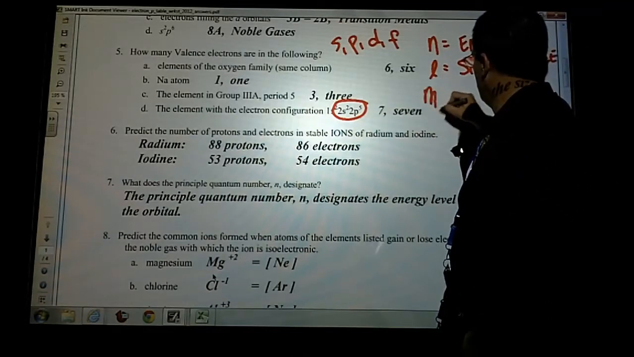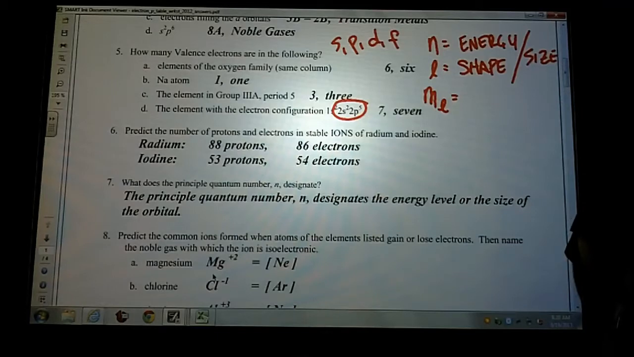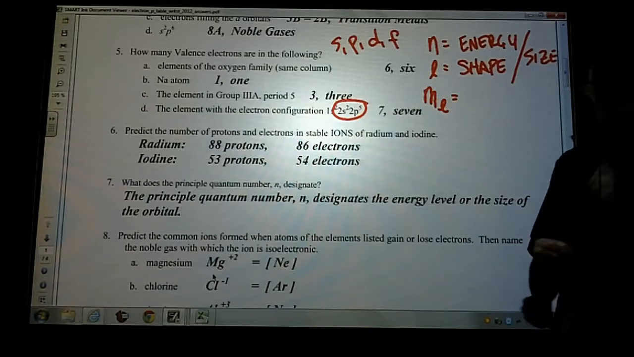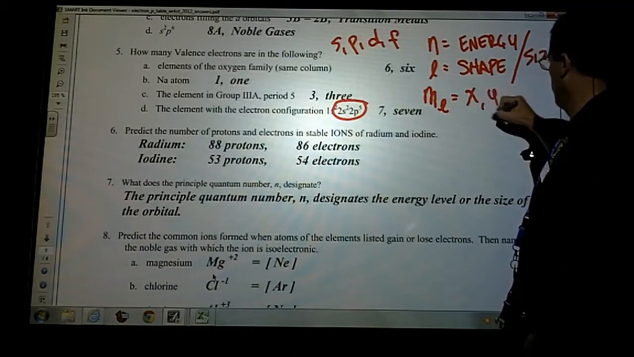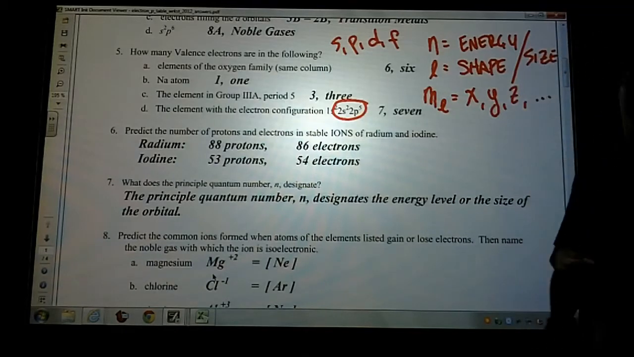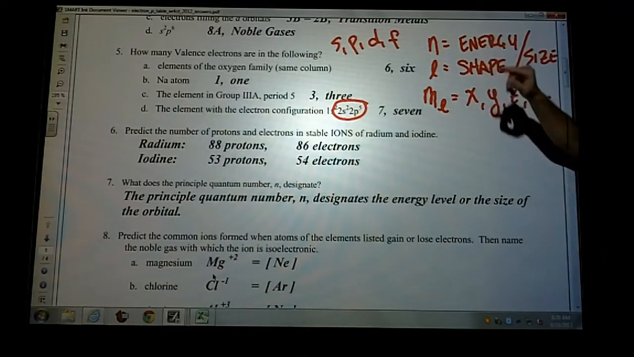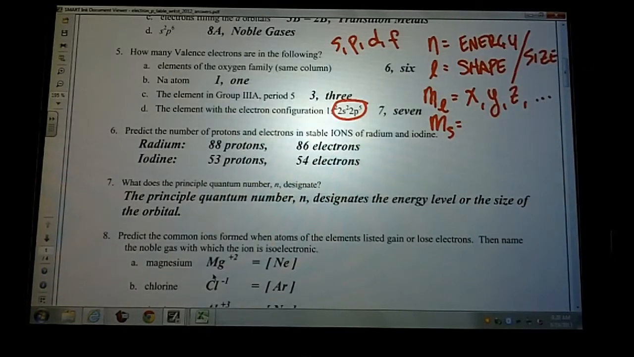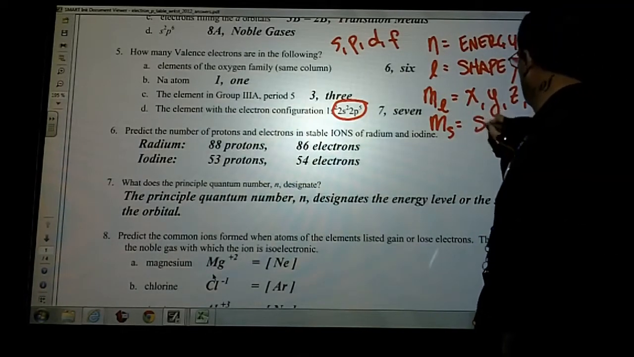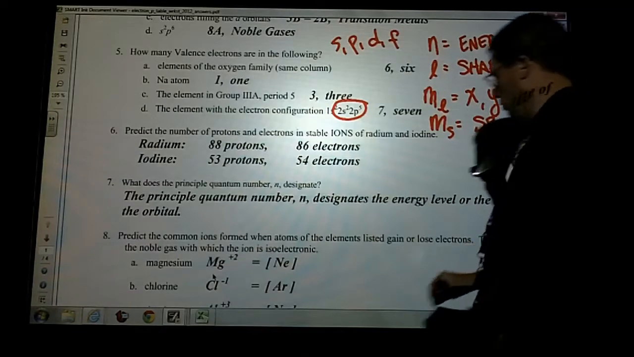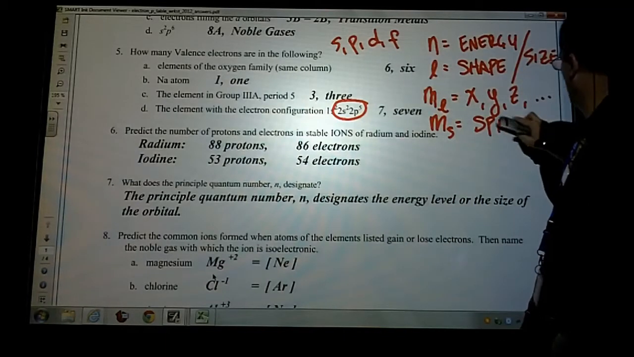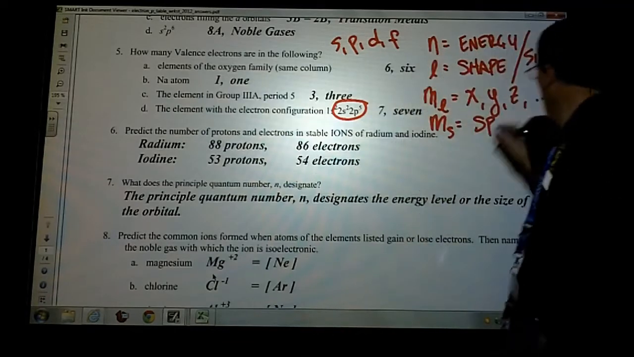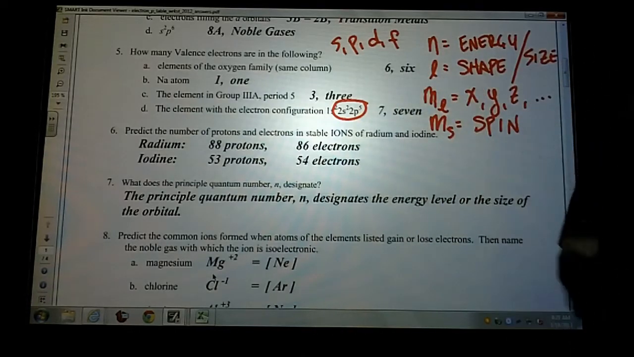And then m sub l, what's that represent? Orientation, very good. So whether it's along the x-axis, the y-axis, the z-axis, or a combination of those. So energy or size, shape, orientation, and then the last one, m sub s. What's that deal with? The spin, whether it's a positive spin or negative. Ooh, that's not how you're supposed to spin. So this is what we call the address for an electron. These are the quantum numbers. That's all you need to know.